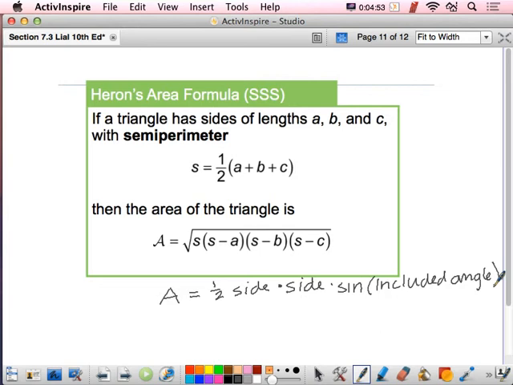Okay, so if a triangle has side lengths of A, B, and C, there is something called the semi-perimeter. If you take the perimeter and divide it by 2, you take half of the perimeter, okay? And they call that little s. And so if you know all 3 sides, you can find the area of the triangle by taking the square root of the semi-perimeter times the semi-perimeter minus one side times the semi-perimeter minus the second side times the semi-perimeter minus the third side. So there is a formula that you can use to find the area of a triangle if all you know are its side lengths.